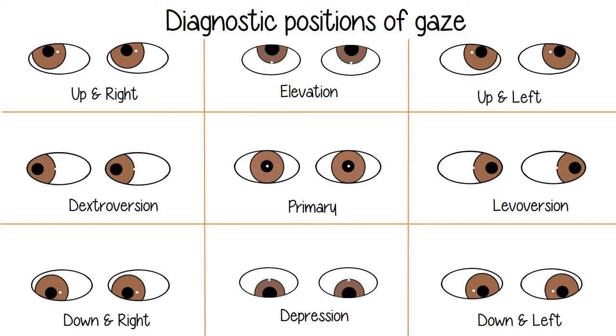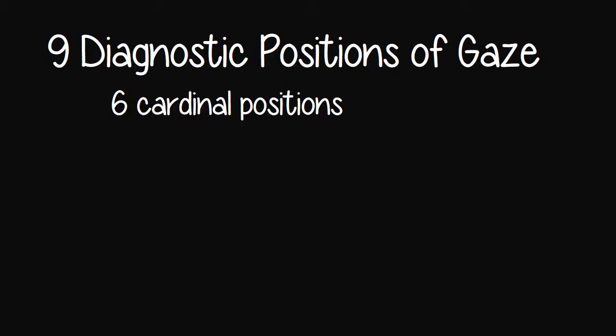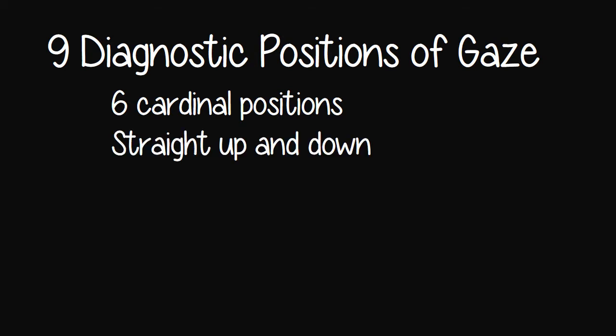I'm not going to get into testing in this video, but I did want to mention that while there are 9 diagnostic positions of gaze, when you're testing the individual extraocular muscles for function, the most important positions are the 6 cardinal positions, because the vertical positions or midline positions, straight up and straight down from primary, may help determine the elevating and depressing capabilities of the eye, but they don't isolate any of the muscles.